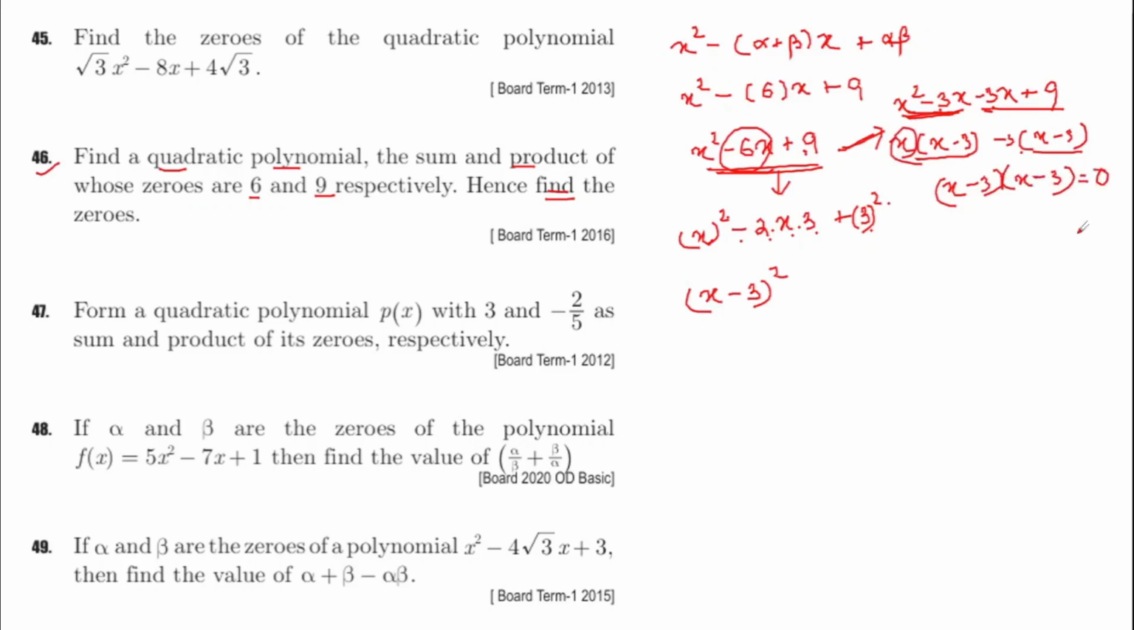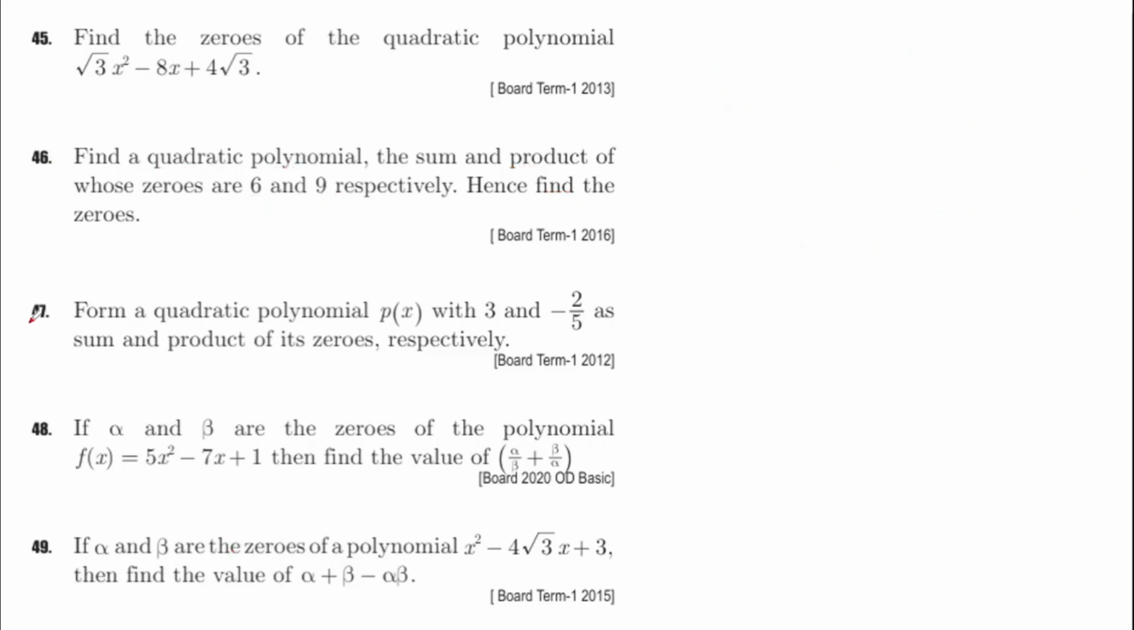And to get the zeros, equate this polynomial to 0. Now x minus 3 will be equal to 0, hence you will get x is equal to 3. Again from this, x minus 3 is 0, so x will be 3. So here we get two equal roots: 3 comma 3. Now you can also check: if you add these two you will get 6 and if you multiply these two you will get 9. So this is question number 46.